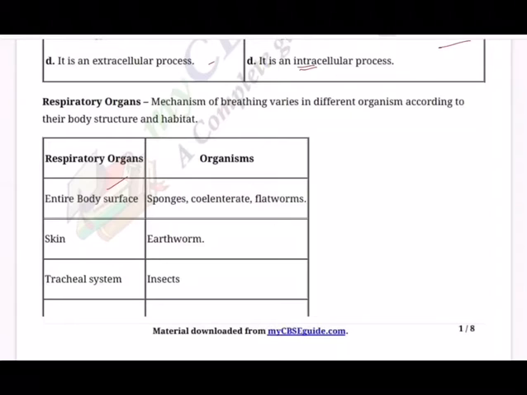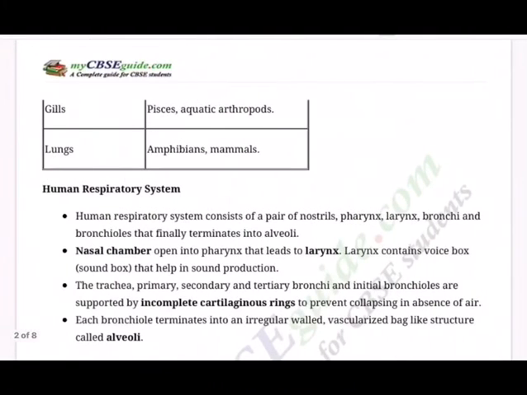What about the earthworm? Again, it is the entire surface of the skin. And in insects, look at that, the tracheal system. Trachea has come. That means there is an indication that organisms are evolving. In fishes and aquatic arthropods, it is gills, as all of you know, and in amphibians and mammals, including human beings, lungs. So this shows the evolutionary trend in respiratory organs.